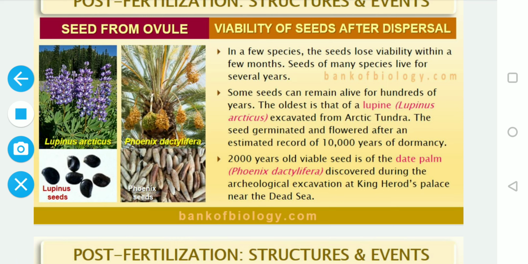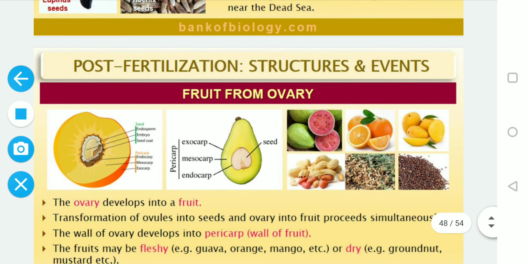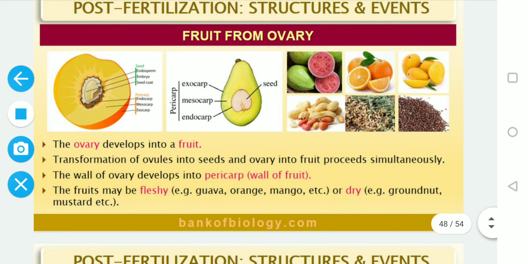And after this, the last topic in post-fertilization structures: the fruits from the ovary, right? Here are some of the examples they have given. Observe the structure.